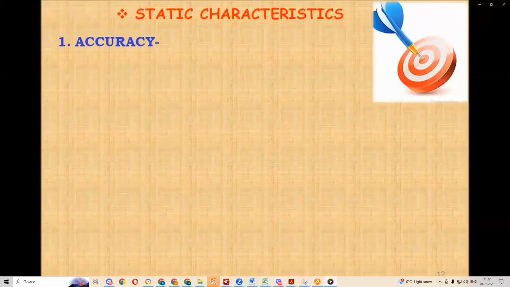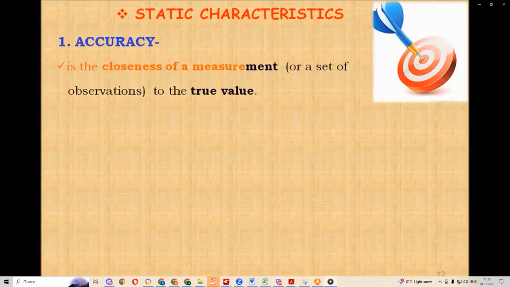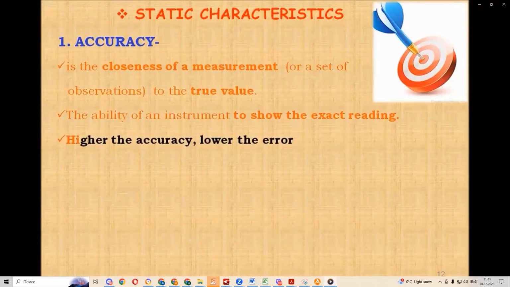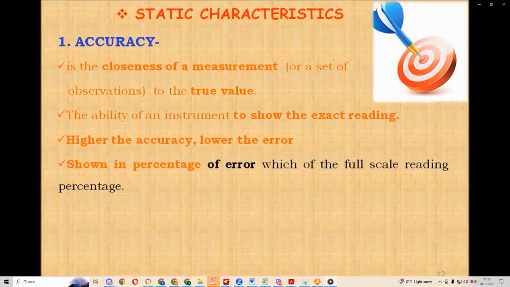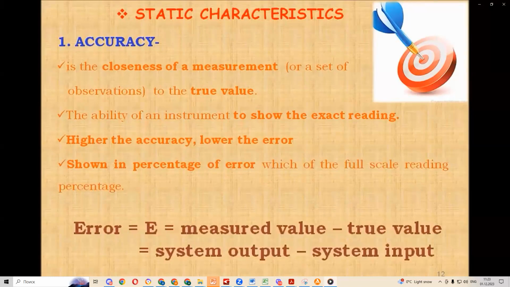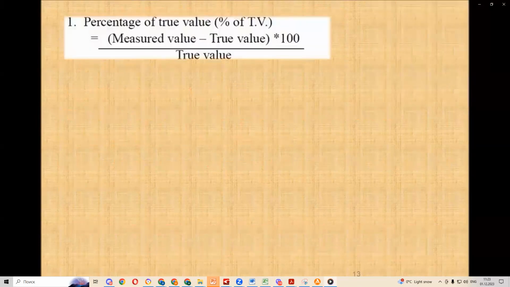1. Accuracy. It is the closeness of the measurement to the true value. Accuracy is the ability of an instrument to show the exact reading. If a measuring instrument has higher accuracy, it has lower error, normally shown as a percentage of error of the full scale reading. Error is equal to measured value minus true value. Accuracy depends on inherent limitations of the instrument and shortcomings in the measurement process. Accuracy is defined in terms of percentage of true value.